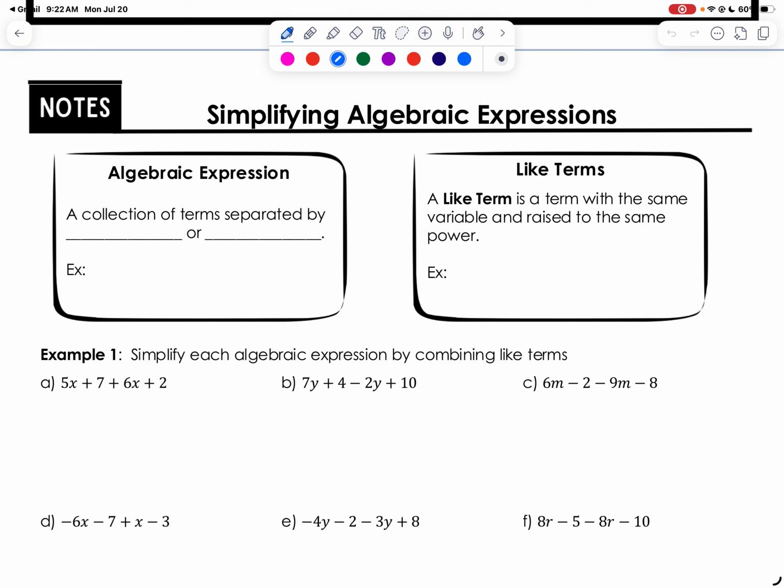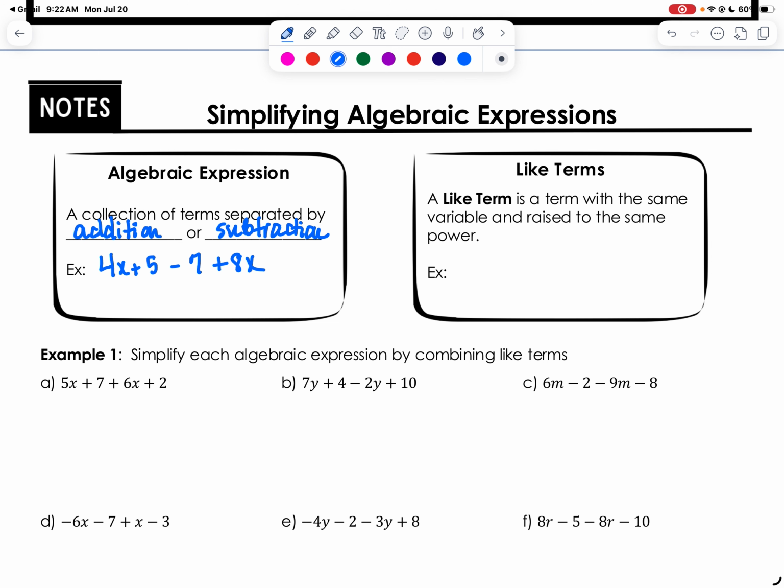In today's lesson, we will be exploring simplifying algebraic expressions. So, an algebraic expression is a collection of terms separated by addition or subtraction. So I might have something like 4x plus 5 minus 7 plus 8x.